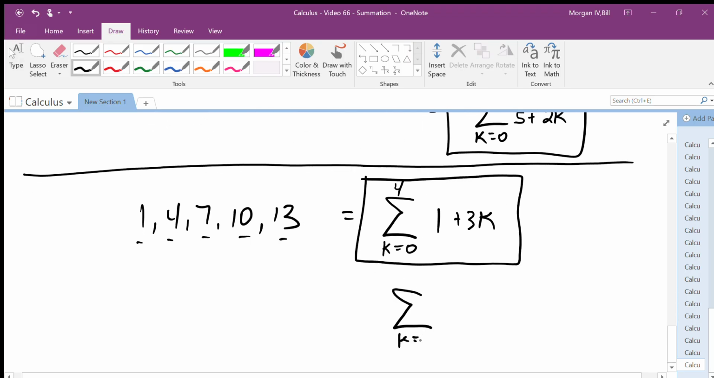You could have also done something like this. K equals 1 to 5, that's 5 terms. Adding 3k, but if k is 1, that's adding 3, that means you need to start at negative 2. All right, if k is 1, then it's negative 2 plus 3 times 1, negative 2 plus 3, that's 1. That also works.